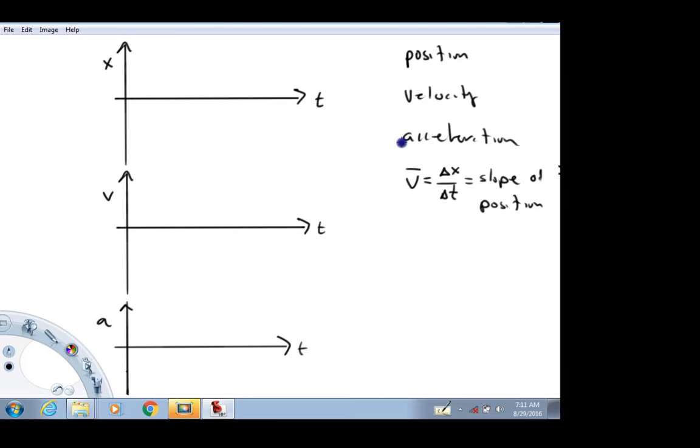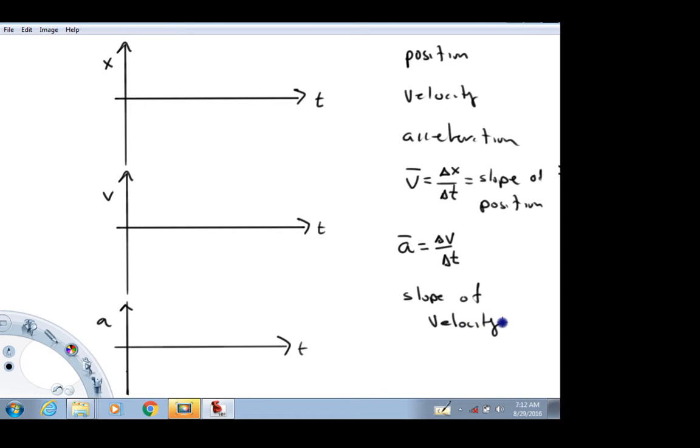Now, let's talk about acceleration. Acceleration is the rate that velocity changes. Therefore, mathematically, it's equal to change in velocity over change in time. Anything calculated with these deltas, these changes, is an average, so I normally put a bar over this to indicate that it's an average acceleration. Now, on a velocity graph, delta v is a rise, a vertical displacement on a velocity graph, and delta t is a run. So this is equal to the slope of a velocity graph.